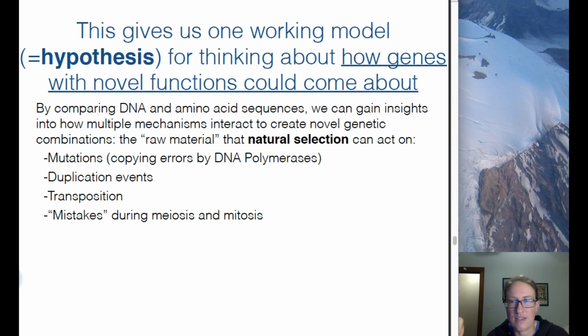And the reason why this is so critically important is this is how we think we get the raw material, the original material for natural selection to act on. And we're going to start talking more extensively about natural selection beyond this lecture. So here's some of the major ways that we can get new genetic combinations for natural selection to act on. So one is mutations. We talked about different types of DNA mutations, all the copying errors that can happen. Also through duplication events, also through transposition, and through quote-unquote mistakes that happen during meiosis and mitosis.